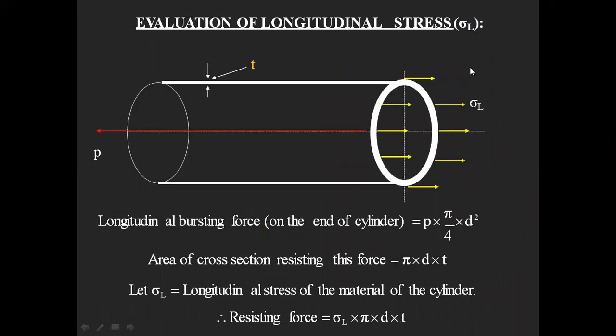The longitudinal bursting force on the end of the cylinder is going to be P into pi by 4 into d square. What is this pi by 4 into d square? That is the cross-sectional area of your cylinder. Guys, is that correct? Yes, sir. So the longitudinal bursting force is the pressure which is acting along the cross-sectional area of the cylinder.